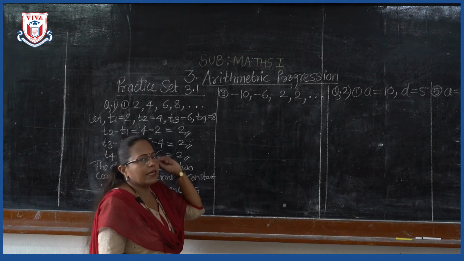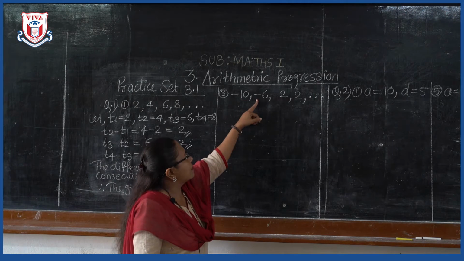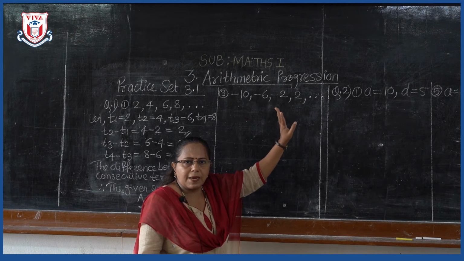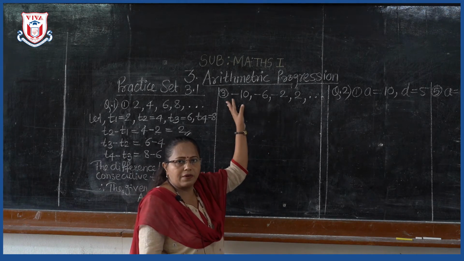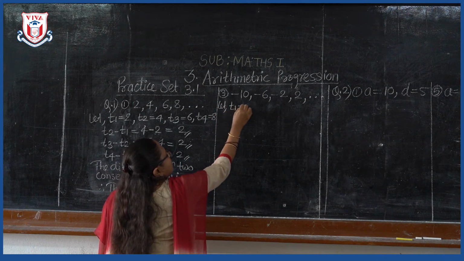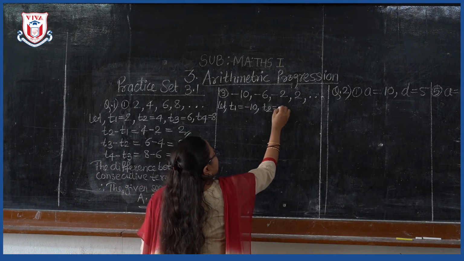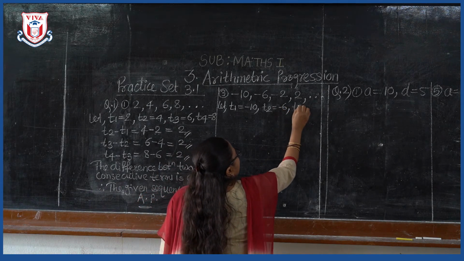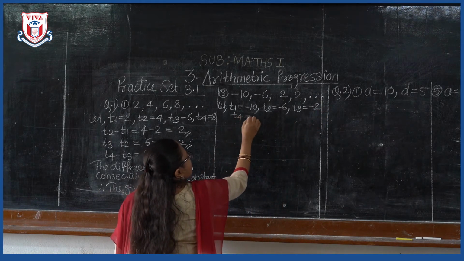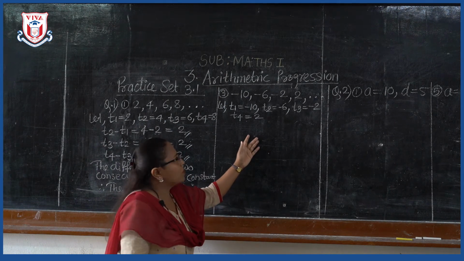Example number 3. The sequence given is minus 10, minus 6, minus 2, 2 and so on. So our first step is, let me assume these as terms T1, T2, T3 like that. So let T1 be equal to minus 10, T2 equal to minus 6, T3 equal to minus 2 and T4 equal to 2. So we have to find the difference between consecutive terms.